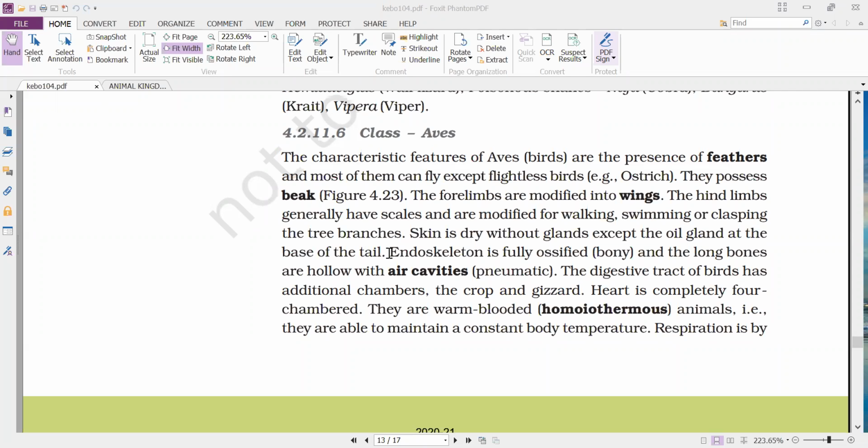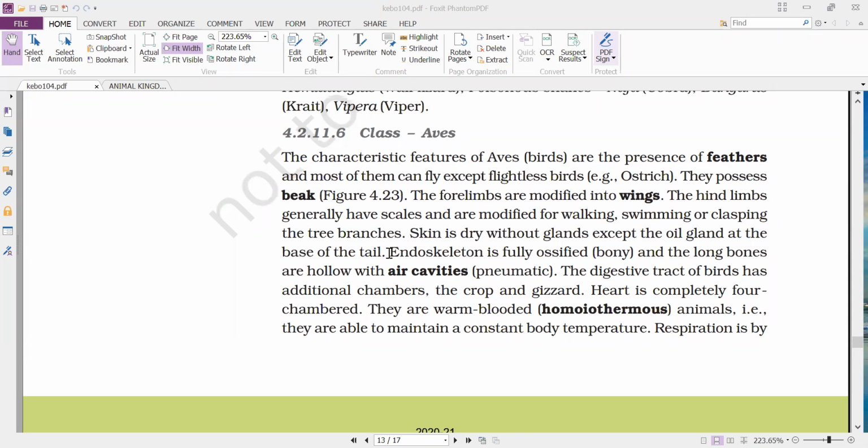The gizzard is highly muscular and we find some chitinous plates on the inner side. Because of this muscular nature and the chitinous plates, it helps in grinding the food material. So the crop and the gizzard are additional chambers present in the digestive tract of birds.